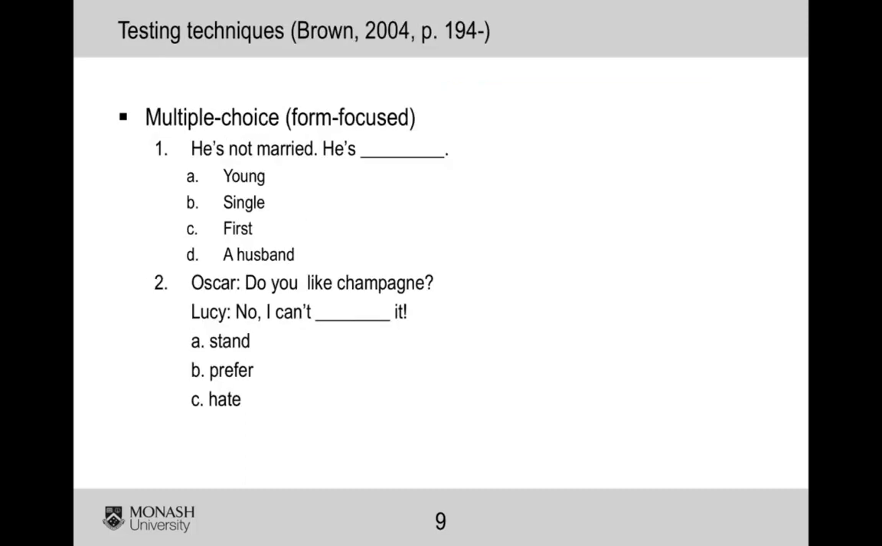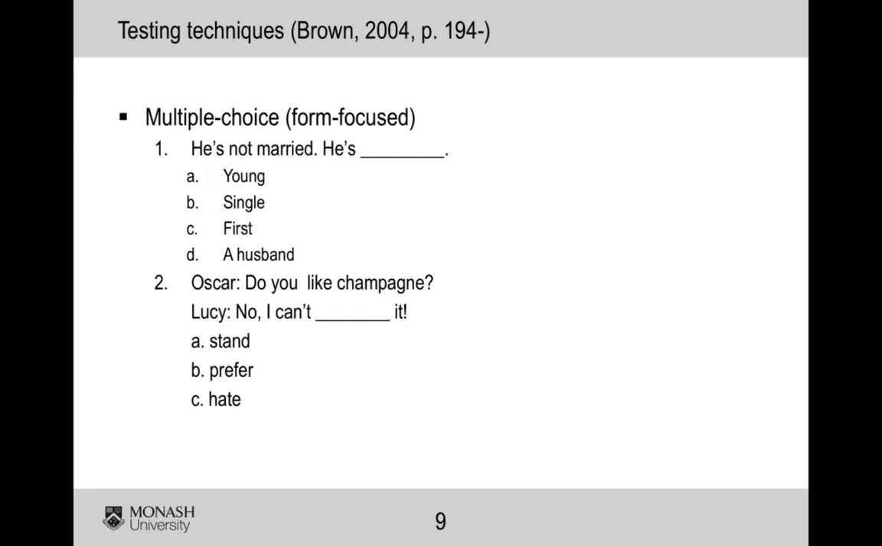Now, thinking about testing techniques for reading, one of the things that is often used is multiple choice, and it's usually form focused. So some examples from Brown's book is, he's not married, he's, and obviously you would have read from it that he's single, which is most likely. But these are the interesting things: if they know grammatical sorts of things, they can probably have a good guess of what the answer is. But it's supposed to try to get them to focus on the form that is given in the book. So if they know the form already, they probably can already answer the question.